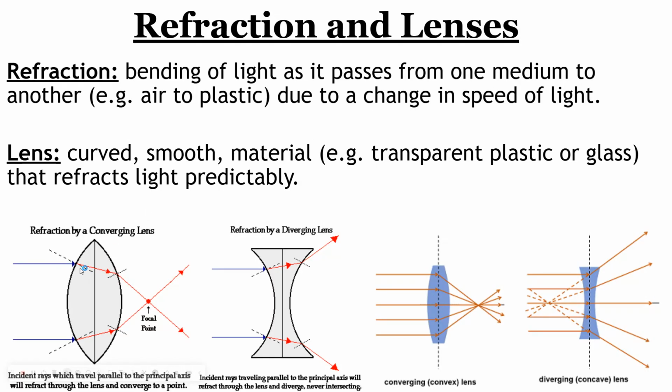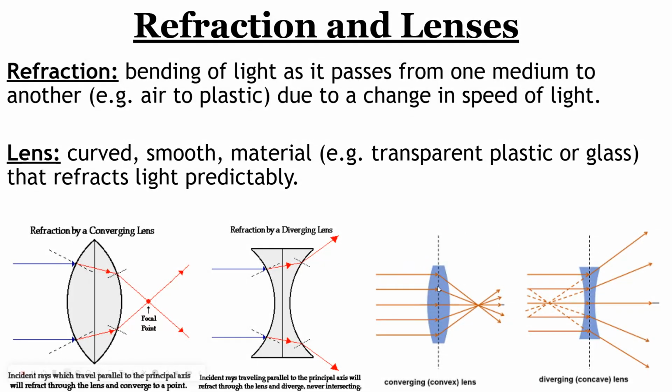A lens is a piece of plastic or glass that's curved in a certain way. It's a transparent material. And when light goes through it, light will refract in predictable ways. So here, for example, I know that if light goes through a lens that's this shape here, light will refract this way. But if it goes through a lens that's like this shape over here, light will go through this way instead.